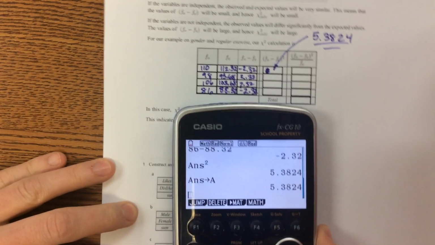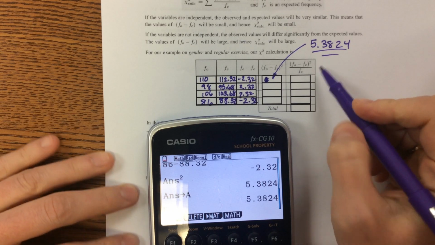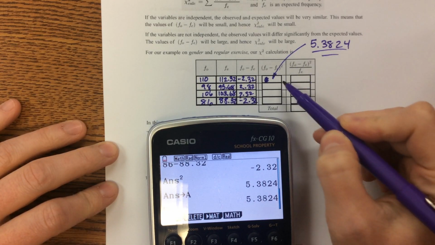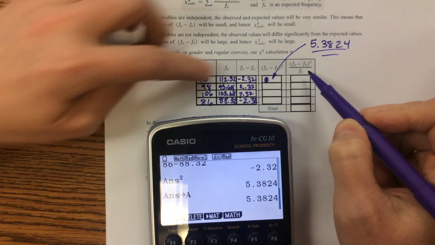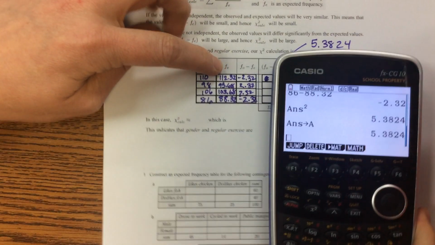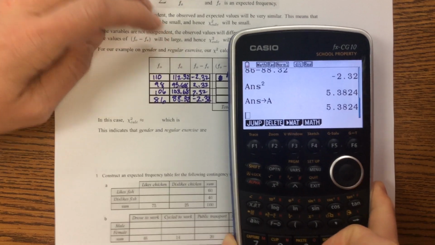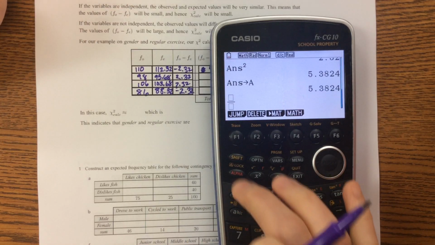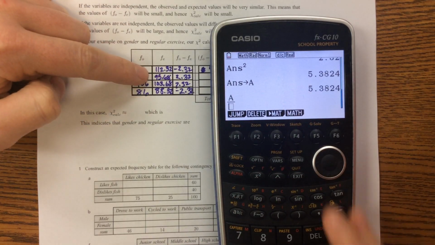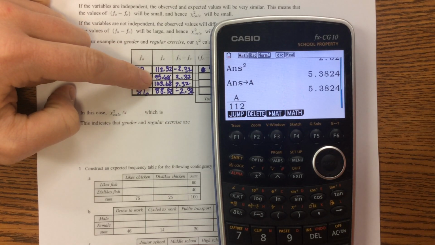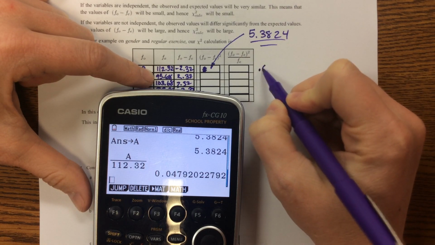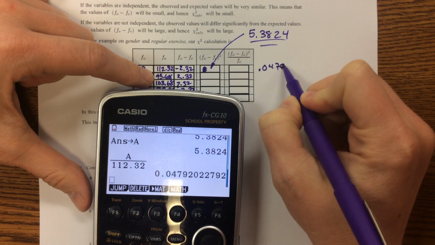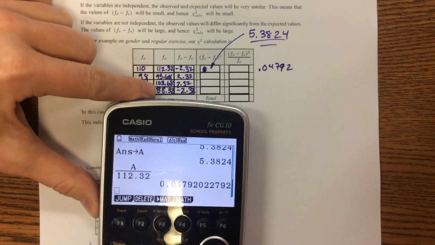Okay, because what I'm doing here is that on each of these next things, I'm going to take that value, this number squared, which the whole column is the same, and I'm going to divide it by the expected value. So in each one of these, I'm going to say, okay, well, A, that value, I'm too lazy to type the whole thing, divided by 112.32. Okay, so here is the first, 0.04792. We'll hang on to that many decimal places.